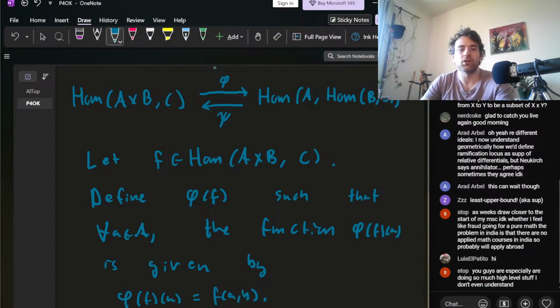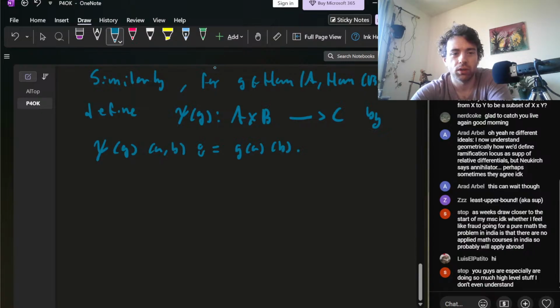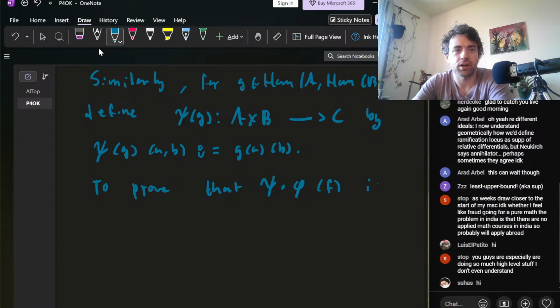So what do we need to do to establish that these two maps form a bijection? We need to show that they're mutually inverse. So let's prove. So for example, to prove that psi composed with phi of f, we need to prove that both compositions are the identity. Is the identity.